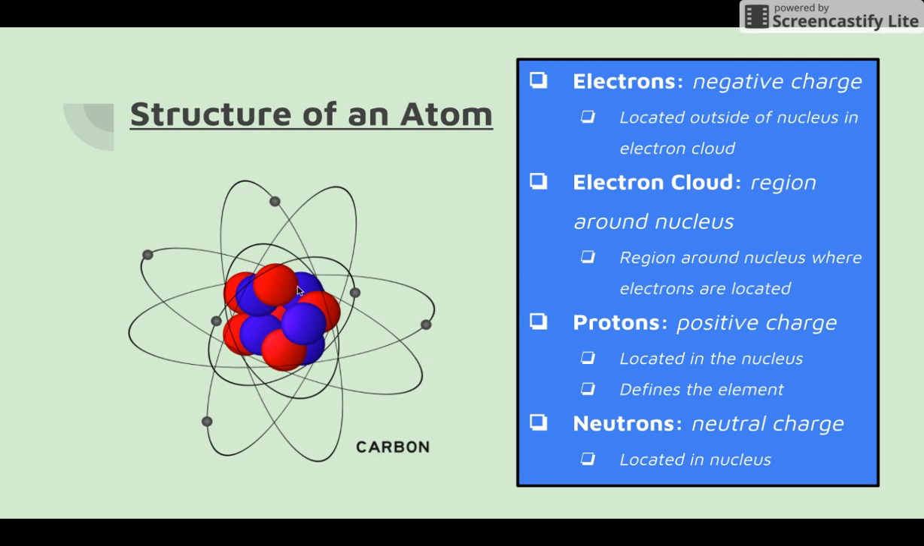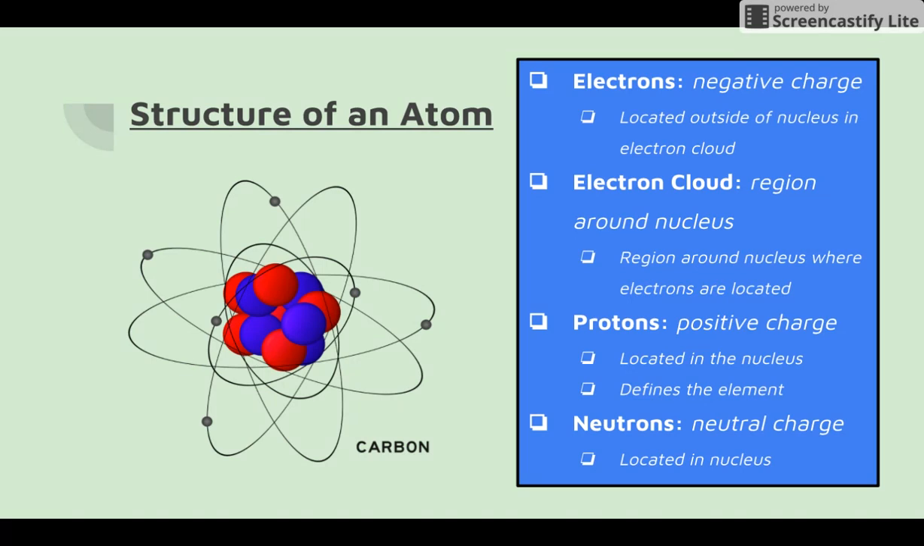Electrons have a negative charge, and they typically contribute a lot to the weight of an atom, or the mass. Here in the center, these red and blue regions are the protons and the neutrons. The protons have a positive charge, they're located in the nucleus, and they're what defines the element. On the periodic table, all of the elements are numbered, and that number indicates the number of protons in the nucleus, which we'll look at in the next slide.